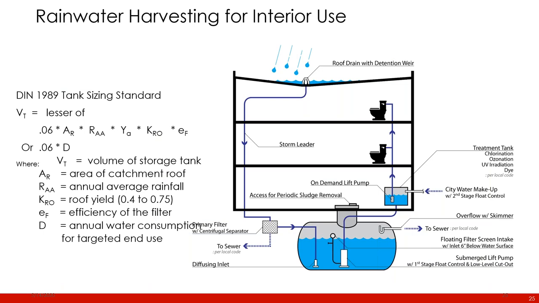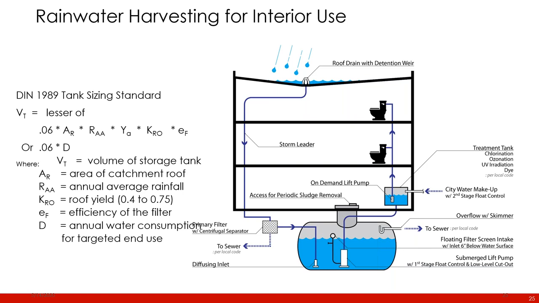So here we have how we might use rainwater harvesting for interior use. We catch our roof drain with our detention weir. We basically take it to a primary filter, which typically might be a centrifugal separator. We have our storage tank.